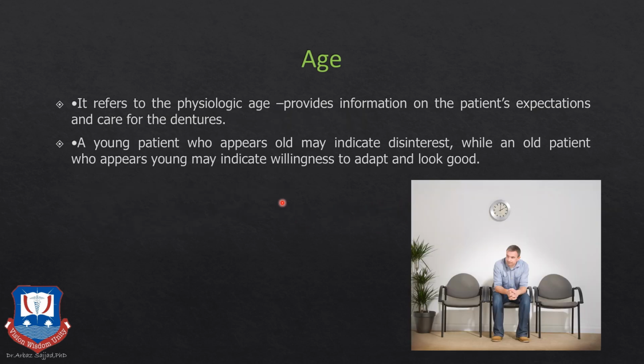Coming to the age. Here by age we refer the physiological age of the patient and it gives us information about the patient's expectations. A young patient who appears indifferent or disinterested may be a difficult patient for the complete denture acceptance, whereas an old patient who appears young may indicate the willingness to adapt to the treatment and look good. So this is a good thing for the success of a complete denture treatment.